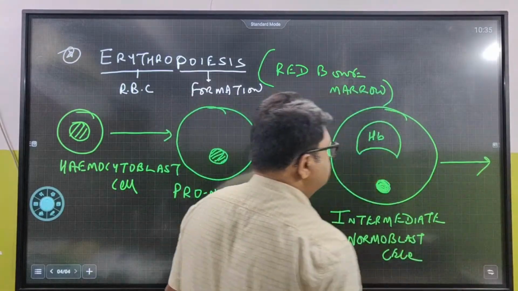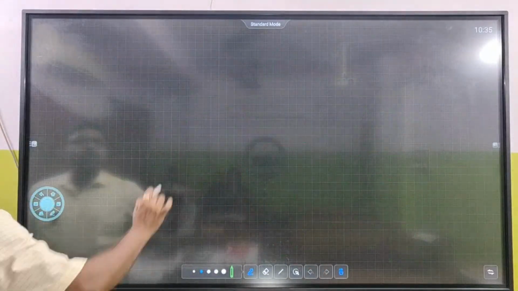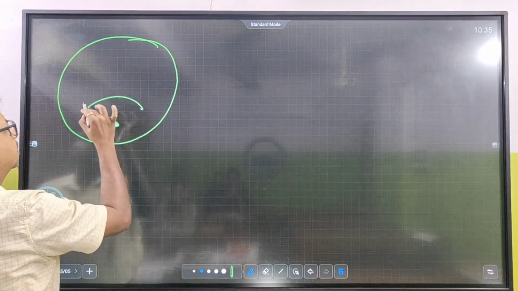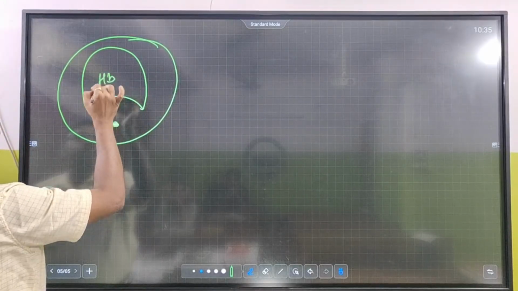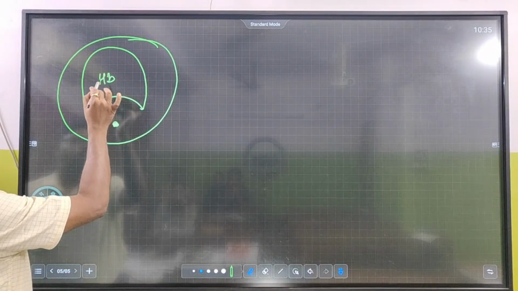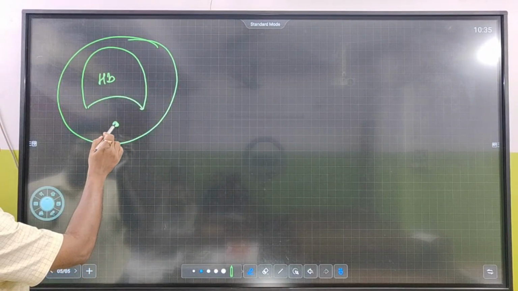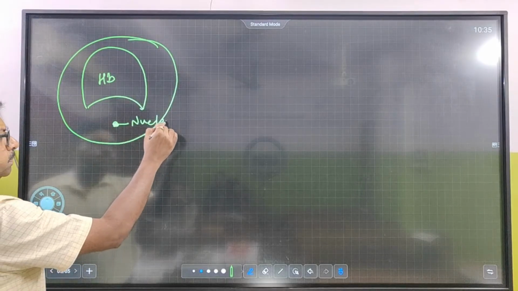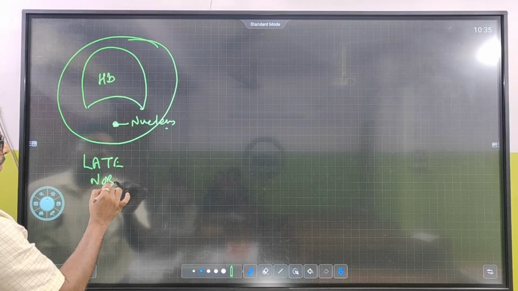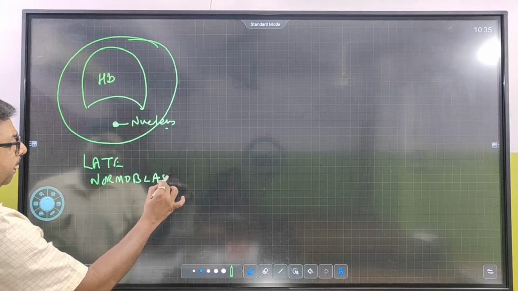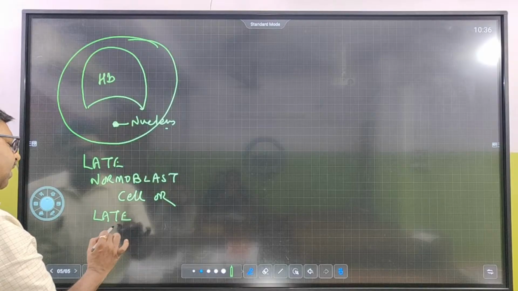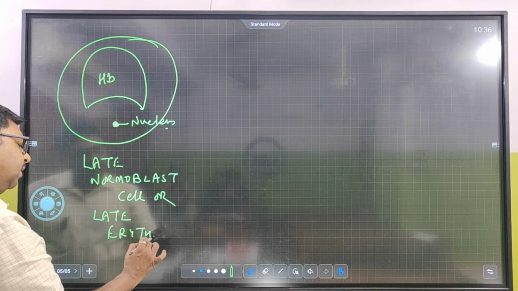This cell further grows, and the nucleus is just like a dot now. The hemoglobin has taken a huge part of the cytoplasm of the RBC. So the hemoglobin amount increases, and this is the size of the nucleus now. This cell is called the late normoblast cell, also called the late erythroblast cell.